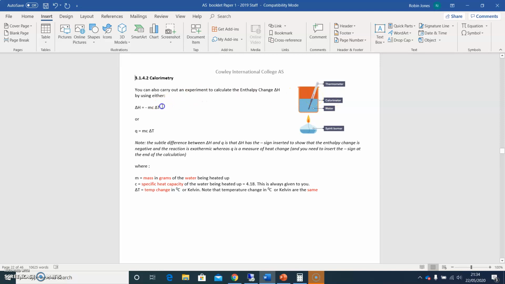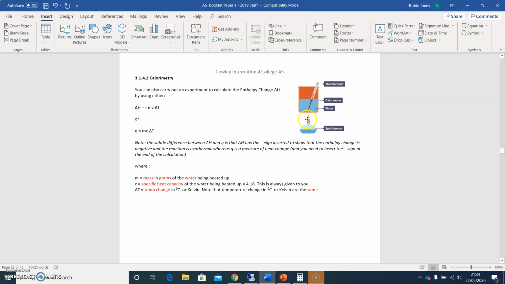Okay, so we have an equation, and it looks complicated, but it's really not complicated at all. Delta H. Delta is the Greek letter D, and it looks like a triangle. It means change. Change in heat. H for heat, triangle change. Heat change. Sometimes it's called enthalpy change. Another word for heat is enthalpy. Enthalpy change or heat change.